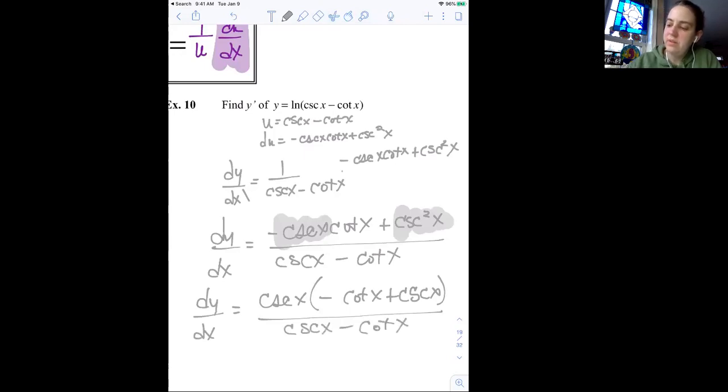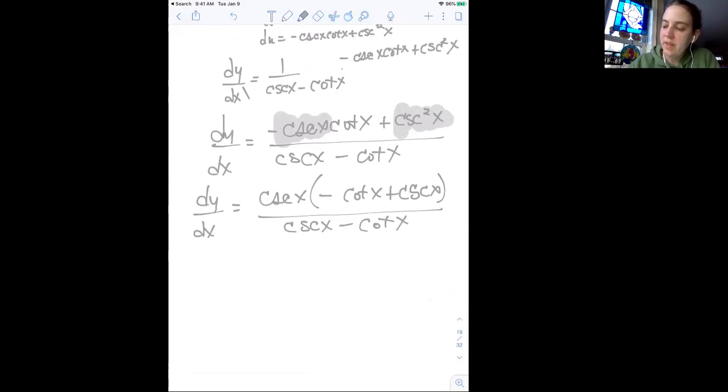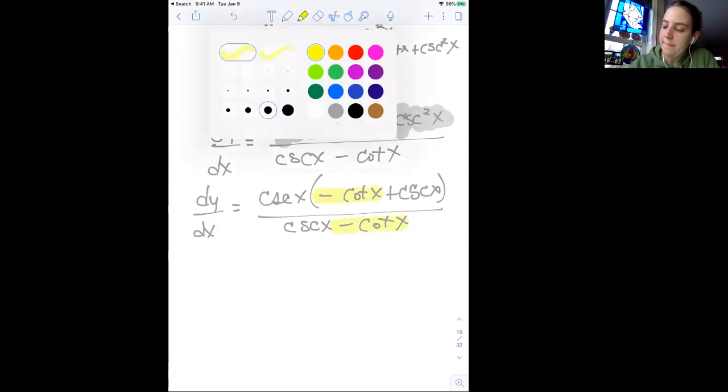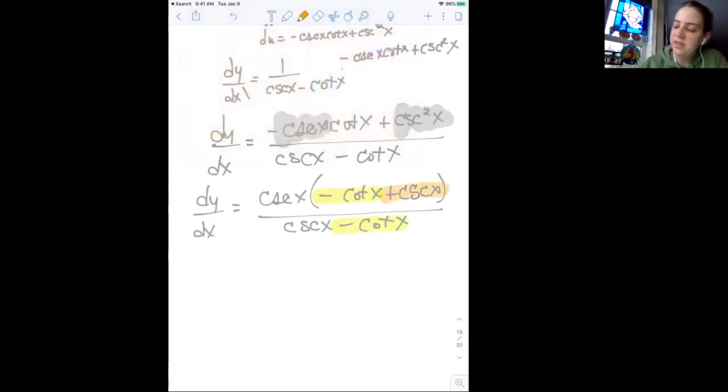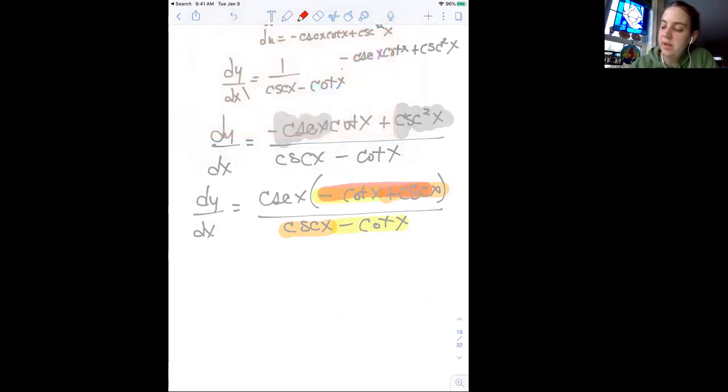All right, cool. You factored. Now what? Well, check this out. I see some similarities. I see a negative cotangent x plus cosecant x, and cosecant x minus cotangent x. So even though they're being added and subtracted and the order is different, that's okay, it doesn't matter. The entire quantity, this whole thing in the numerator and this whole thing in the denominator, are going to cancel out. So dy/dx is equal to cosecant of x.